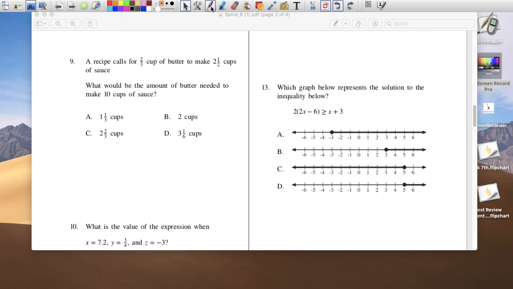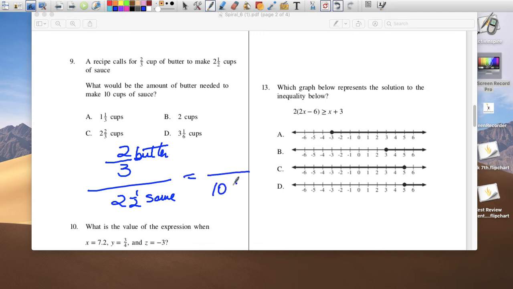So let me write this down. 2/3 cup. So I can set a proportion here, right? 2/3 cup of butter makes me 2.5 cups of sauce. So I want 10 cups of sauce. How much butter will I need? So it's 2.5 or 2.5.